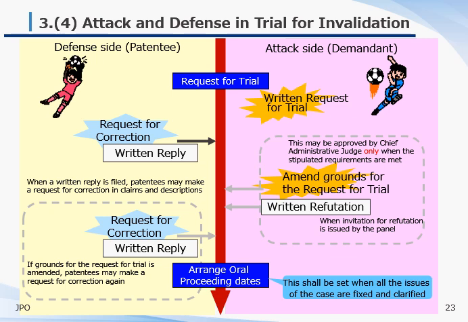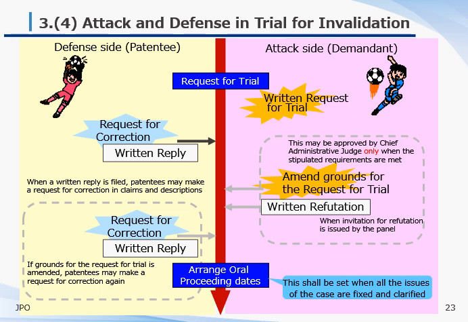By making a correction to claims and descriptions, the scope of claims will be narrower. Therefore, it is possible that the patentee will successfully avoid reasons for invalidation. A patentee should consider defending himself or herself by making a correction so that all claims will not be invalidated.